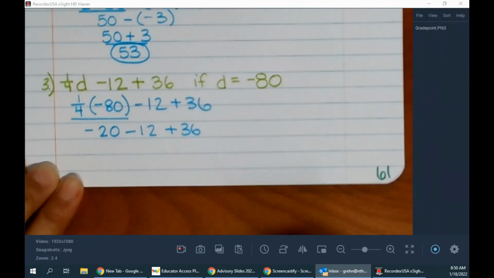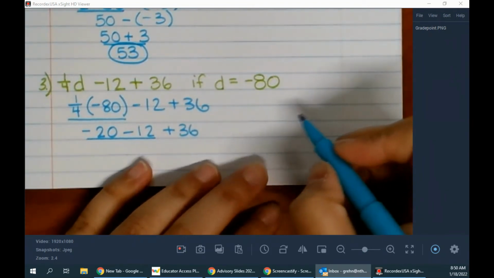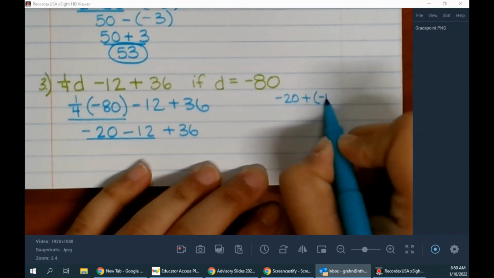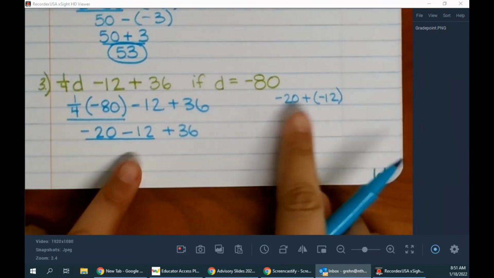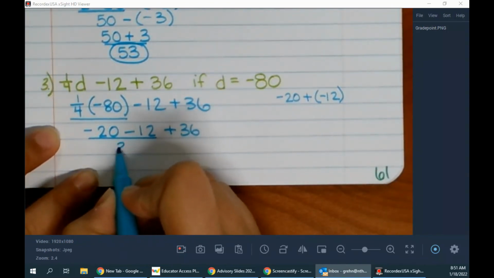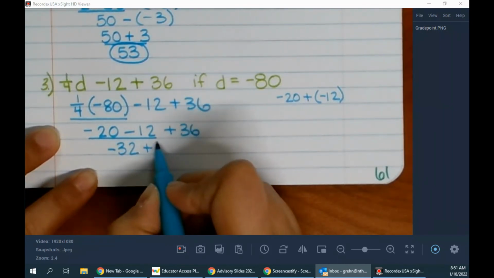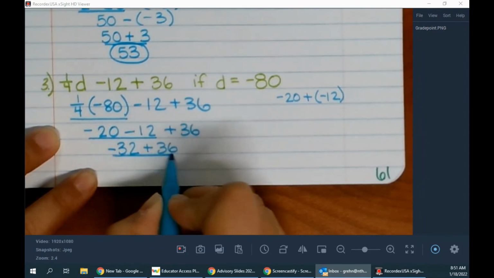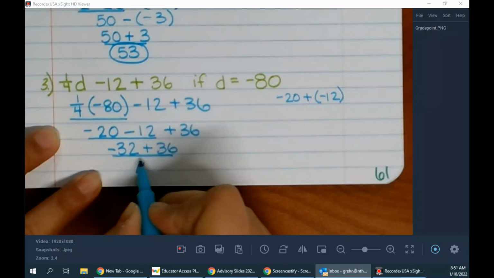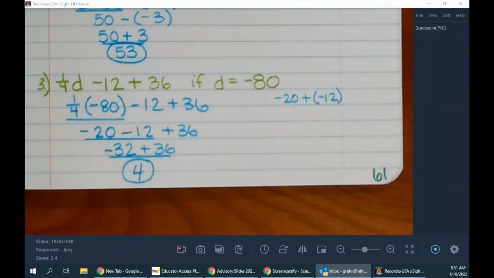So now I'm going to add and subtract from left to right. So I'm going to start with subtraction. If it helps you, you can rework it off to the side. So I'm going to think of this as negative 20 plus negative 12. Since I'm adding two negatives, I need to add their absolute value. That would give me 32 and keep the negative. So now I have negative 32 plus 36. Since they're different signs, I need to subtract their absolute values and keep the sign of the larger absolute value. So we end up with positive 4.